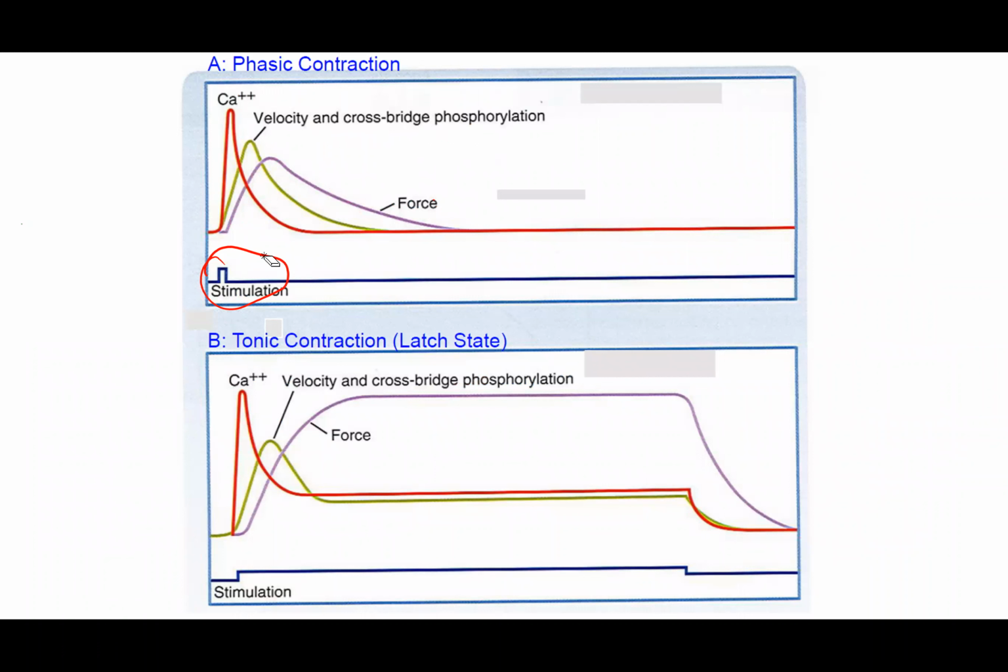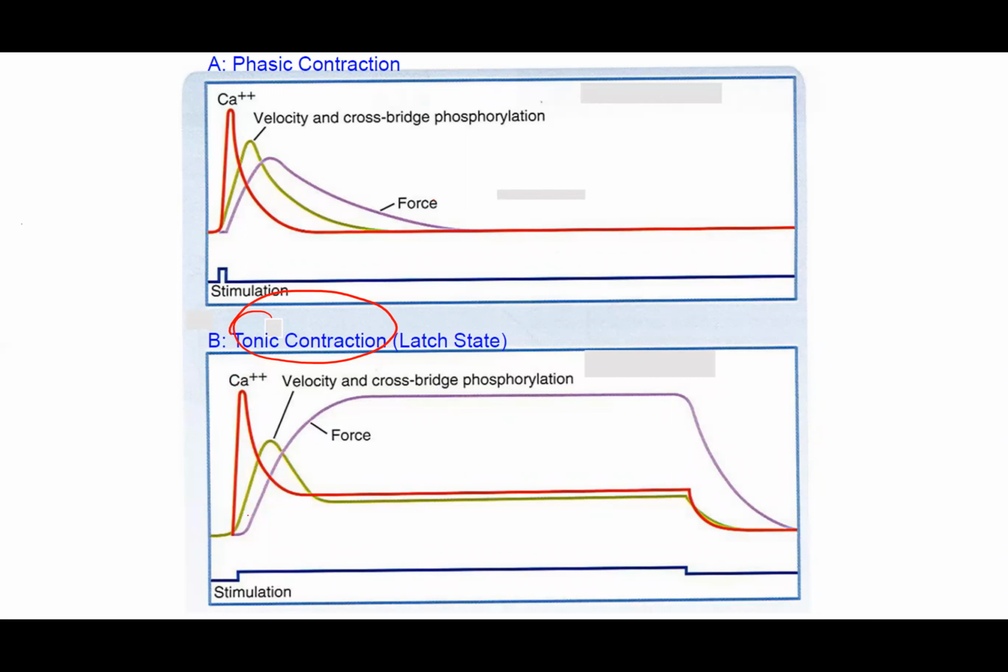In this case over here, what do we call it? If you take a look at the tonic contraction, there's a stimulus, but if you take a look, this stimulus is very long. This is the case for a tonic contraction. The stimulus just lasts a very long time. Instead of calcium entering the cell the whole time, it enters once, it does its whole thing.